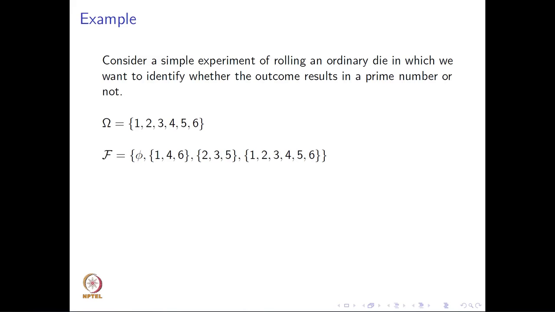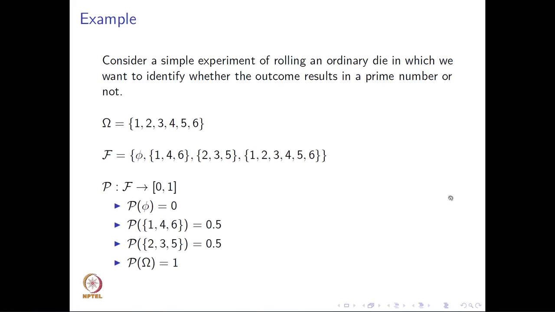Please verify that the sigma algebra listed here does actually satisfy the 3 properties that we had discussed above. The final component is the probability measure. The probability measure assigns a value between 0 and 1, that is the probability value, to each of the components of the sigma algebra. Here the values listed assume that the die is fair in the sense that the probability of each face is equal to 1 by 6.